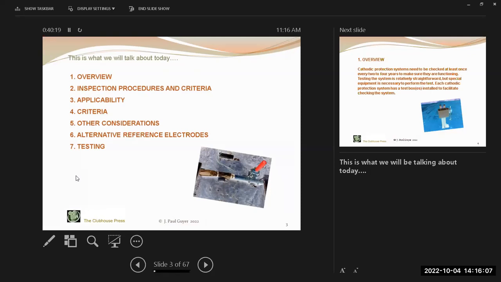Here's what I'll be talking about today: an overview of testing and monitoring of cathodic protection systems to assure that they are continuing to protect your structure, which is the cathode in the electrical circuit that we've constructed. I'll talk a bit about inspection procedures and criteria, and the applicability of the testing procedures depending upon what your protected structure is made out of. In the vast majority of cases, it's going to probably be made out of iron, but you might have a copper pipe or something like that. We'll talk about criteria and other considerations, and then alternative reference electrodes, which we'll get into later, what a reference electrode is, and then the testing.